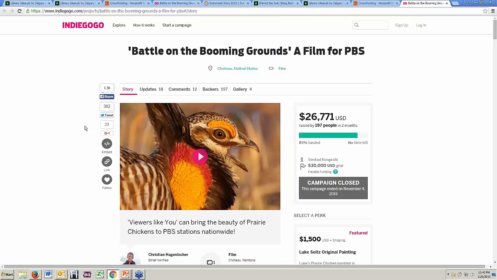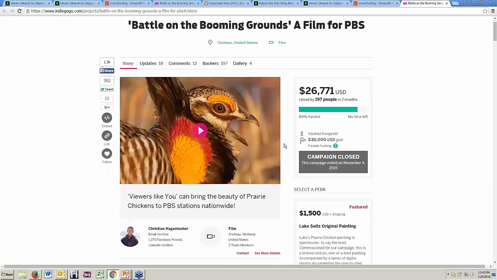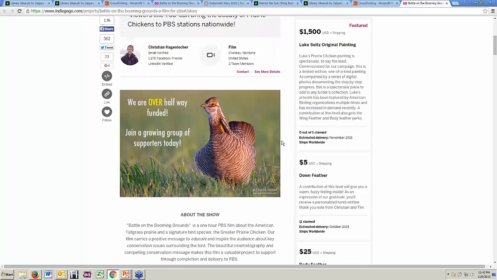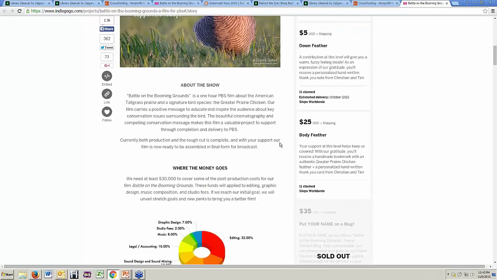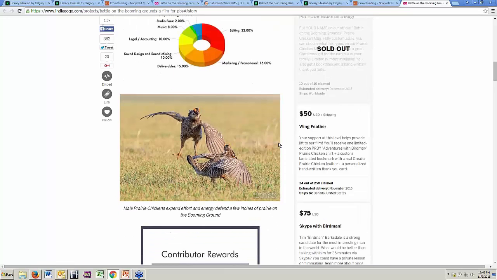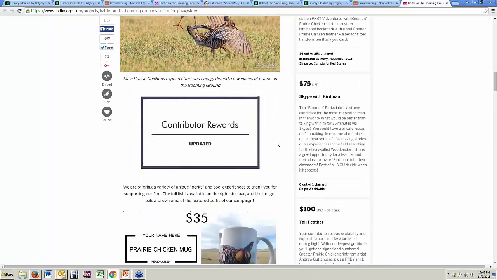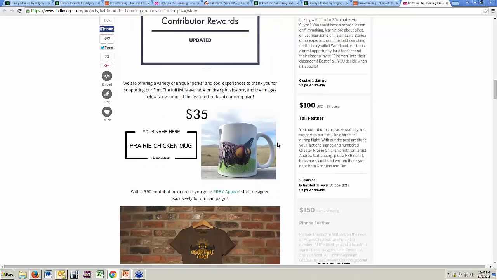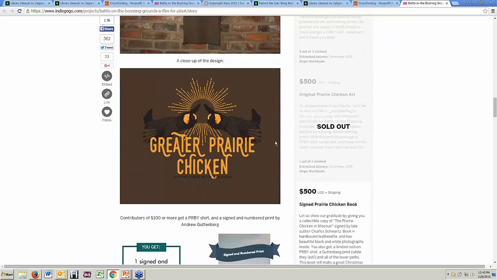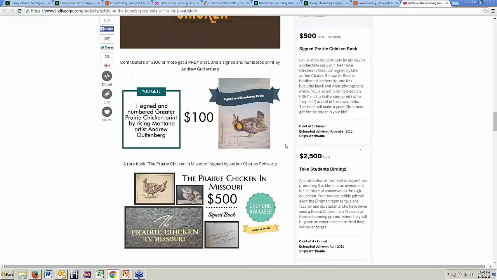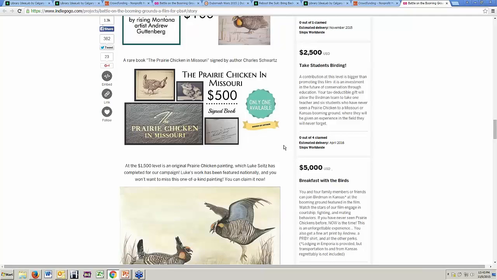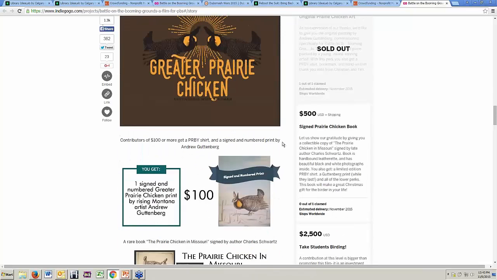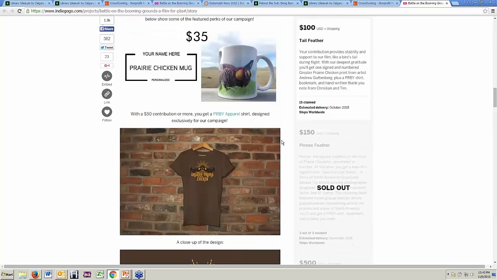So that's, again, what I mean by you can't just rely on social media and those shares and likes and tweets and everything. That doesn't automatically mean that people are going to give. But I'll just scroll down real quick so you can see some of the pictures of these prairie chickens. And they, again, had great funding levels, great explanation of what the money was going to be used for. So I'm sorry to show you all of this stuff when the campaign is closed, so you can't really contribute to this, but just to show you, again, how similar these things are.